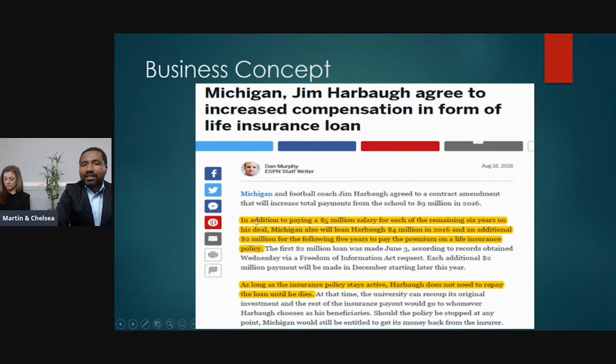So it says, in addition to paying a $5 million salary for each of the remaining 6 years on his contract, Michigan will also loan Harbaugh $4 million in 2016, and an additional $2 million for the following 5 years to pay the premium on a life insurance policy. This was on ESPN's website. And I bet a bunch of people read this and just never thought anything about it. Like, why would a guy take his compensation as a loan? That's the question people have to ask. Why would somebody take the compensation as a loan?